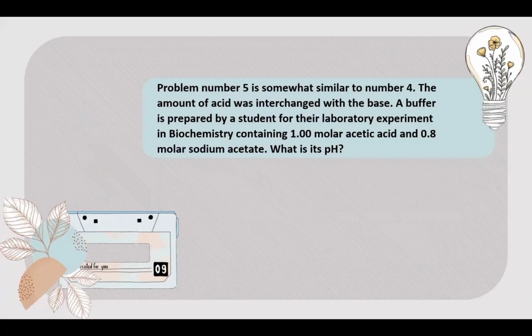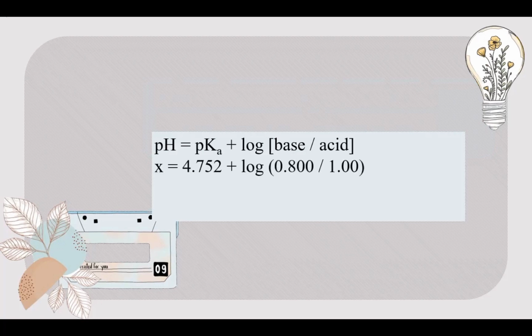Problem number 5. Problem number 5 is somewhat similar to number 4. The amount of acid was interchanged with the base. A buffer is prepared by a student for their laboratory experiment in biochemistry containing 1.0 molar acetic acid and 0.8 molar sodium acetate. What is its pH? So first, we use the Henderson-Hasselbalch equation just like number 4. pH is equal to pKa plus the logarithm of base over acid. Thus, pH equals 4.752 plus the logarithm of 0.8 over 1.